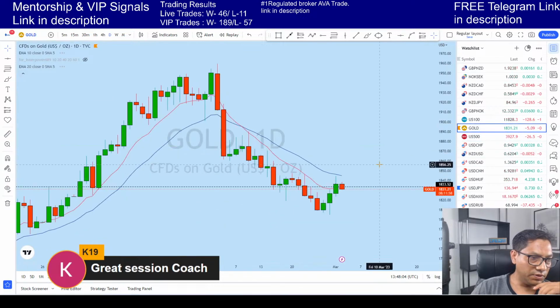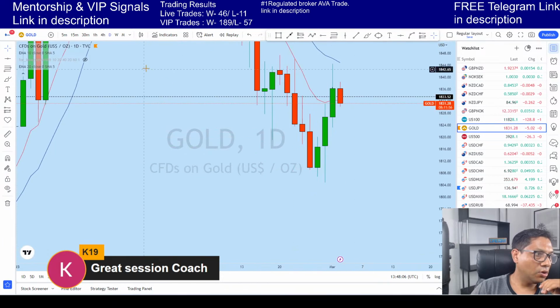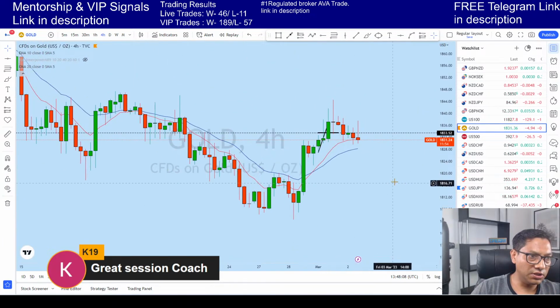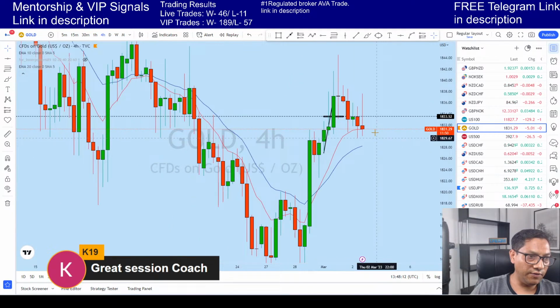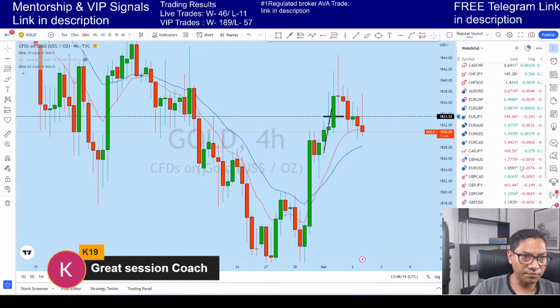So if USD CHF is bullish, we might see that gold is bearish. This is how we need to look at it now. This current gold candle, you can see if it is coming down and closing along this zone, we might see gold testing this 20 EMA.